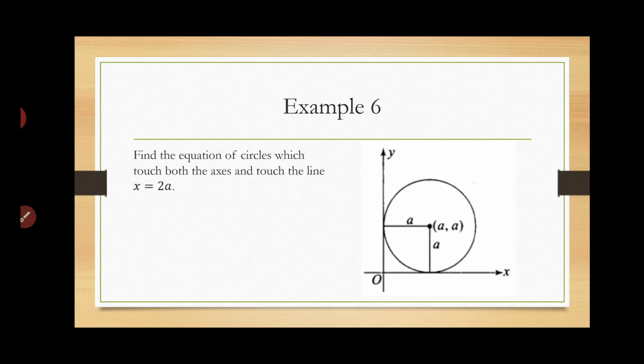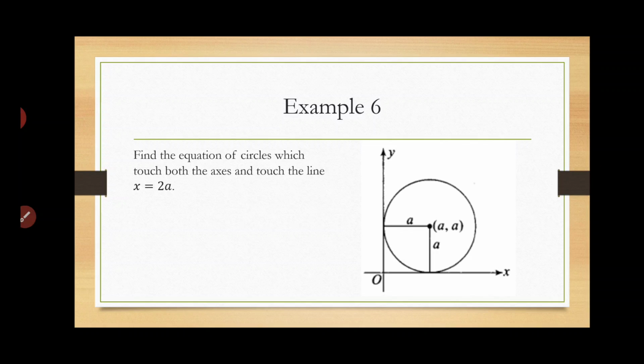So when any circle of radius, say, 1 unit touches both the axes, then the center has to be (1, 1). If the radius is 2 units, then the center has to be at (2, 2), and so on. Fine. Now here I don't know where the center is, but it is also telling us that it touches the line x = 2a. Now remember, x = 2a is basically a line which is parallel to the y axis. So x = 2a has to be on one side of the circle and the y axis has to be on the other side of the circle, right?